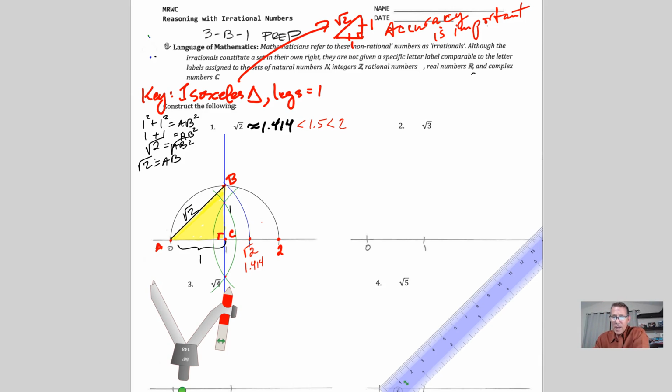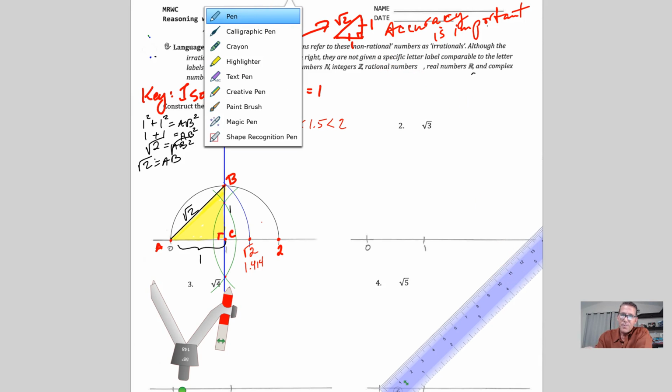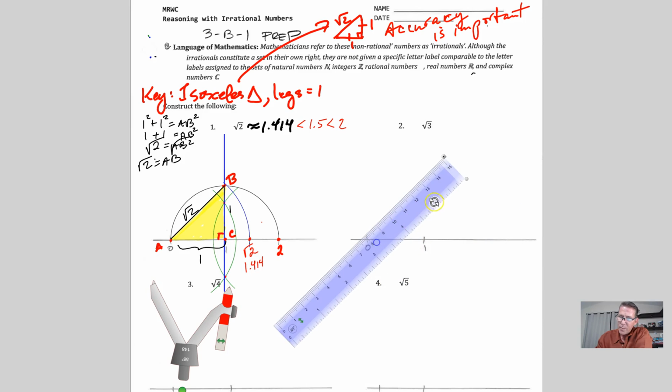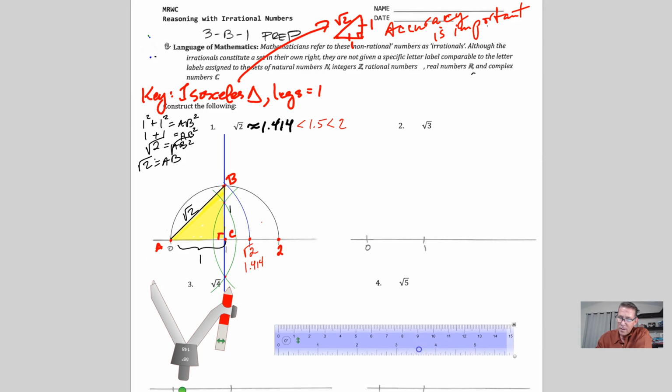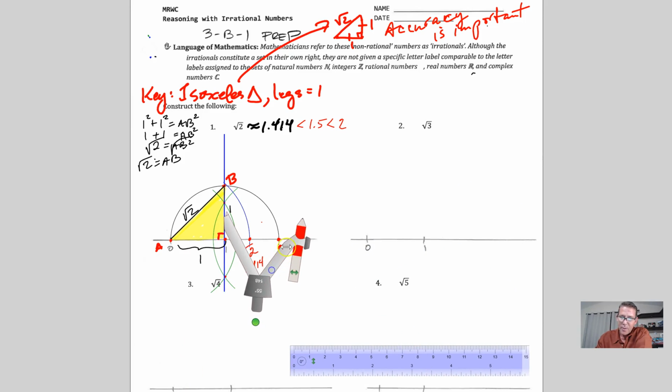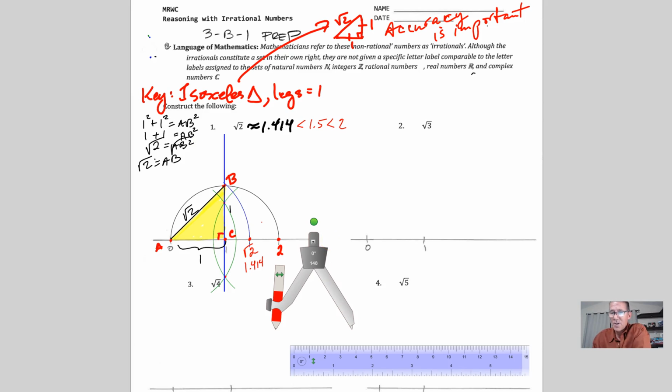Okay, so here we go. Now, we're going to take this and we're going to extend it, and we're going to get root 3. So let me put my tools down here so I can keep organized. Let me bring my compass over here. Like I said, this is not the easiest thing in the world to do. Now to get root 3, you kind of need root 2.